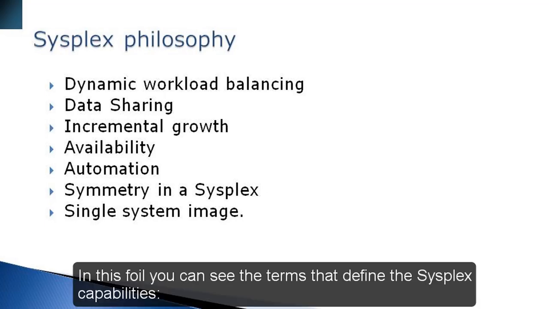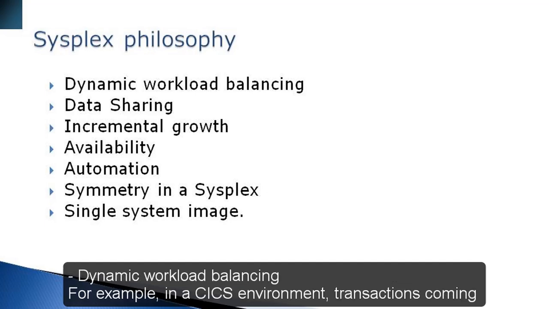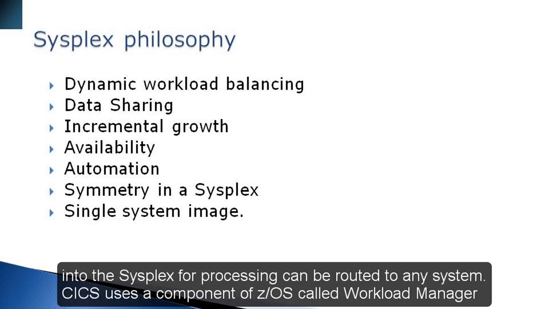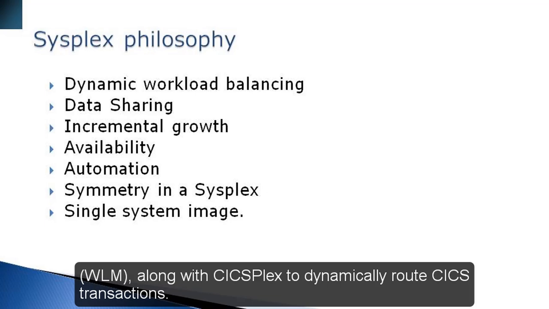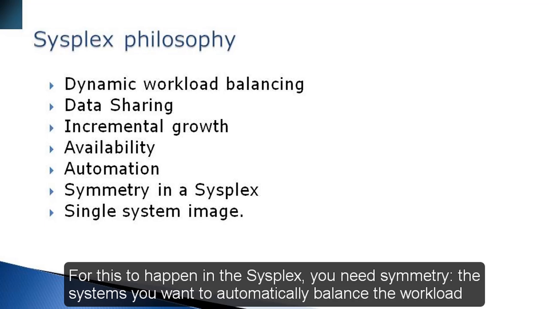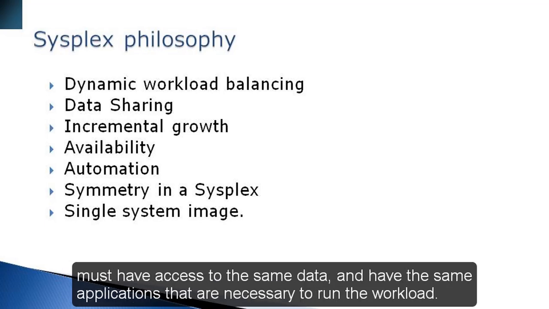In this foil, you can see the terms that define the Sysplex capabilities. Dynamic workload balancing. For example, in a CICS environment, transactions coming into the Sysplex for processing can be routed to any system. CICS uses a component of z/OS called Workload Manager, along with Sysplex, to dynamically route CICS transactions. For this to happen in the Sysplex, you need symmetry. The systems you want to automatically balance the workload must have access to the same data and have the same applications that are necessary to run the workload.